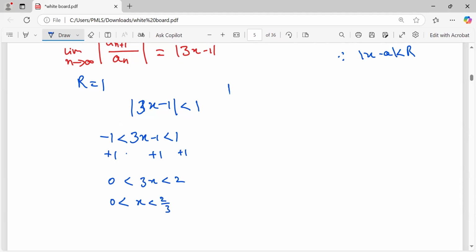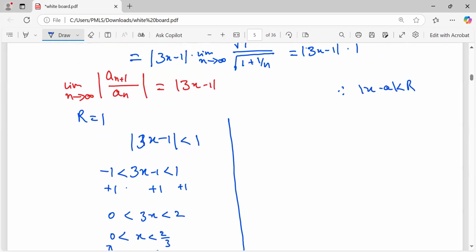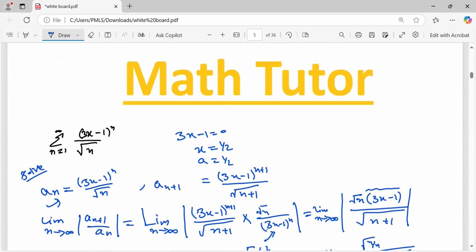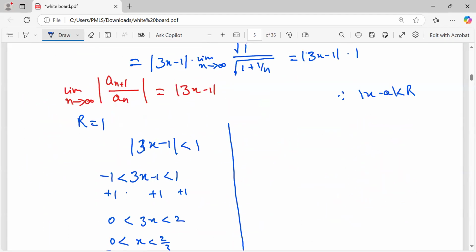Now we need to check whether the endpoints of this open interval are part of the interval of convergence or not. For this, first of all we set x equal to 0 in the series. So when we put 0 here, what does it become? It becomes (-1) raised to power n. The summation starts from n = 1 to infinity, and when we put x = 0, it becomes (-1)^n over square root of n.